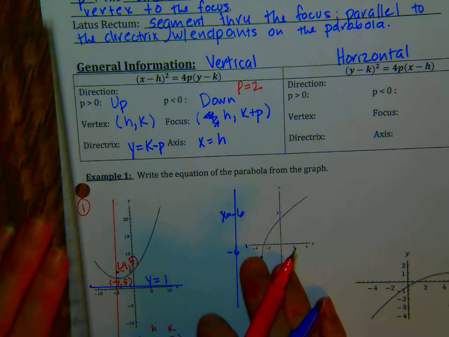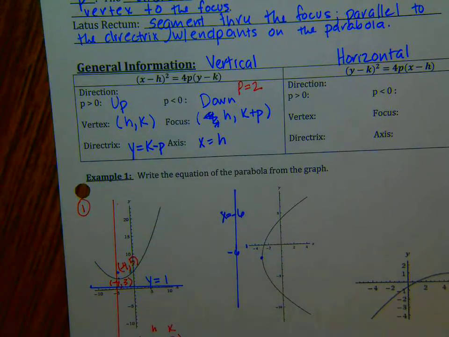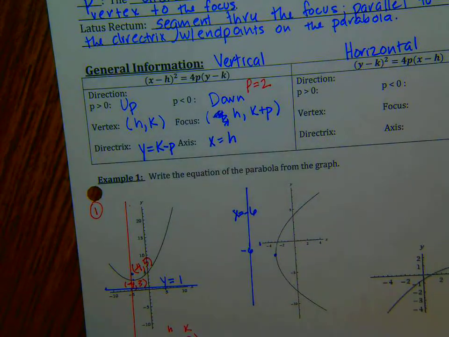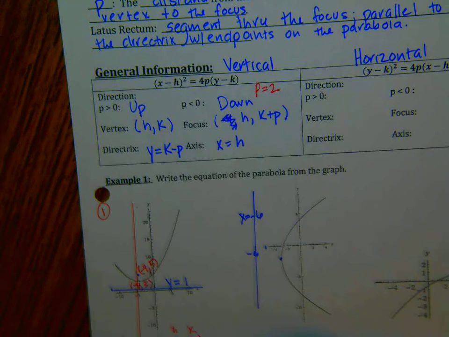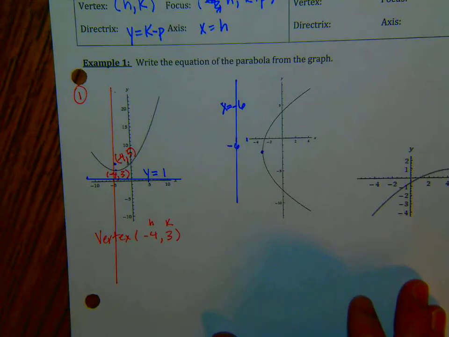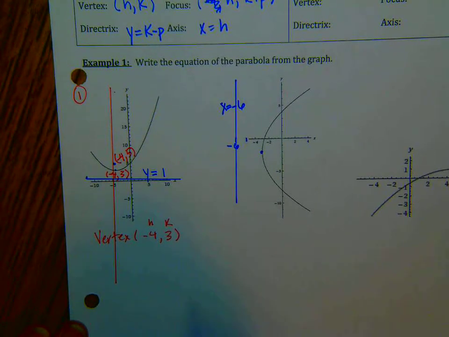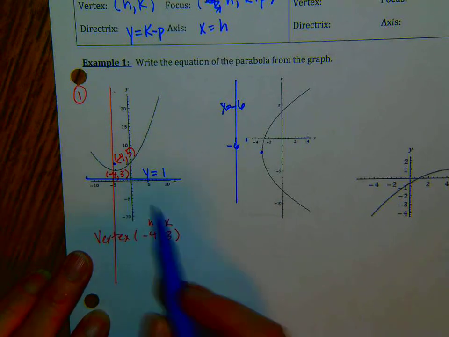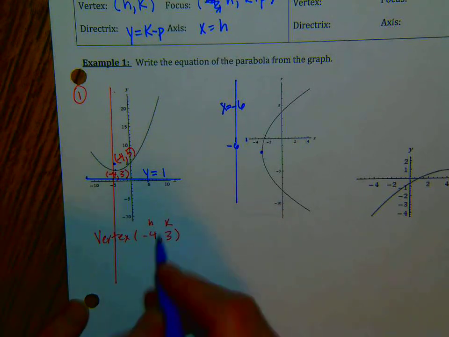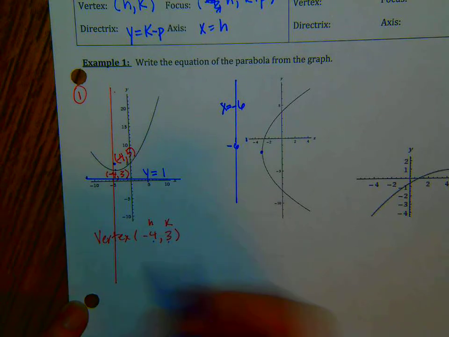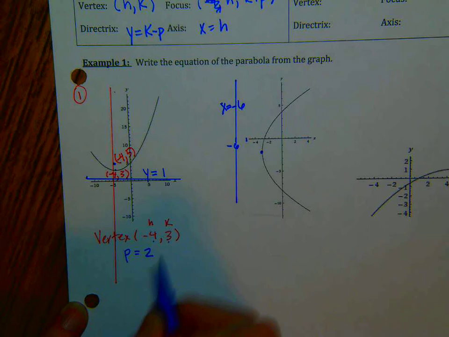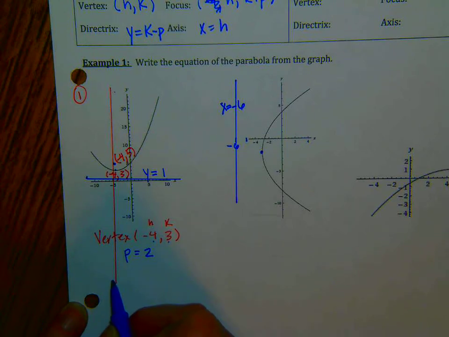It's really much simpler to draw these things than to label them, but for math reasons, I guess we should. All right, so let's look at the standard form of the equation. If I have a parabola right here, how do I get the equation? Well, I have H and I have K, and I now have P equals 2. So I have everything I need with H, K, and P to write my standard form equation.